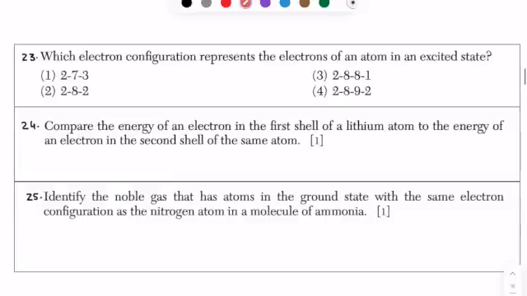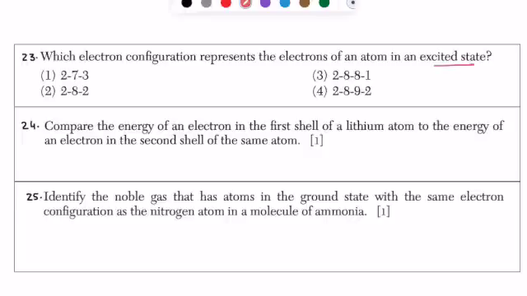All right, a few more questions. Which electron configuration represents the electrons of an atom in an excited state? Remember, excited state is a very temporary state. This is when you provide energy to an atom and the electrons get excited. So they move to a higher energy level because now they have more energy. But it's very temporary because very quickly the electrons come back to their original state, which is called the ground state.